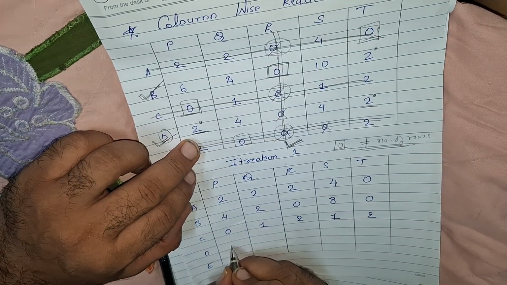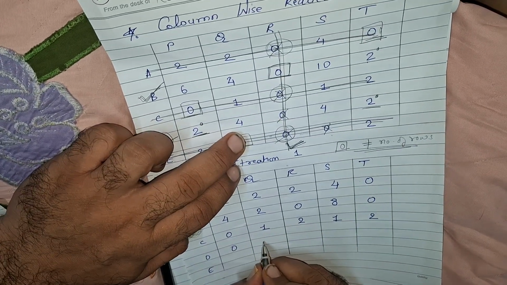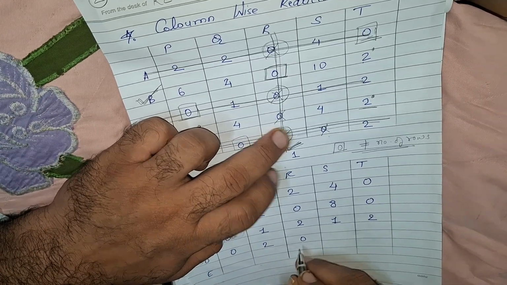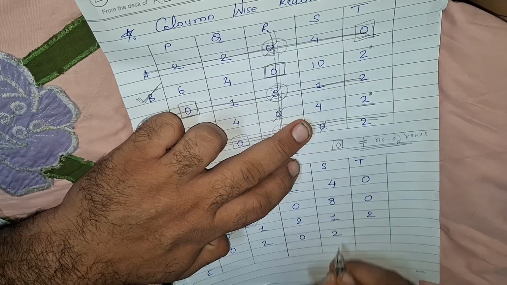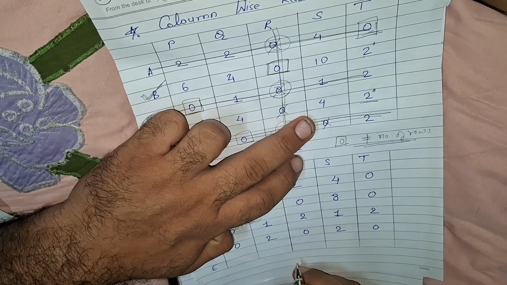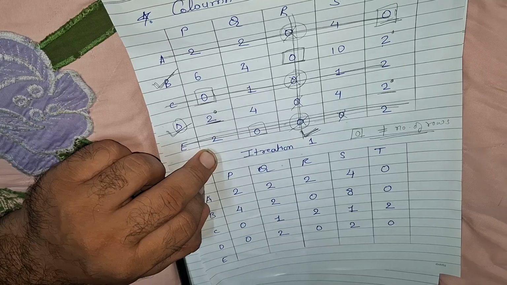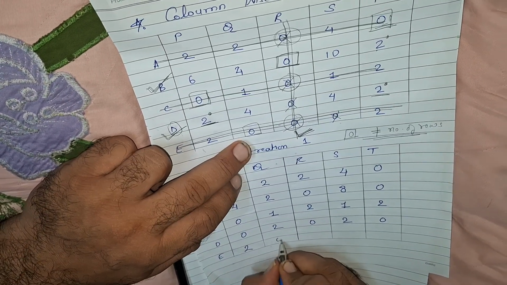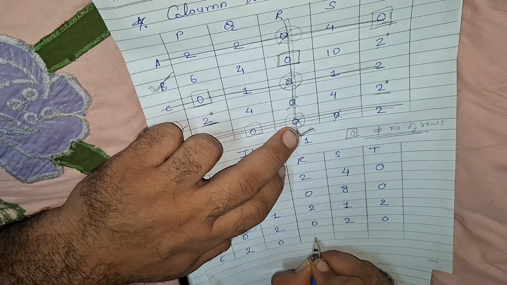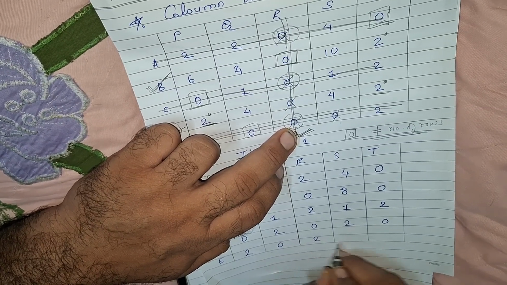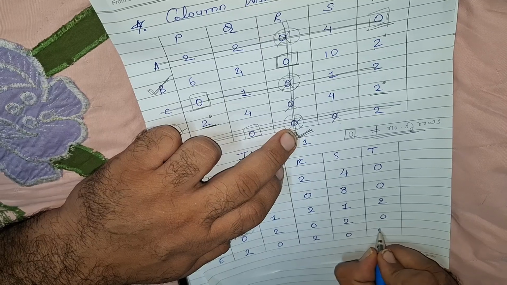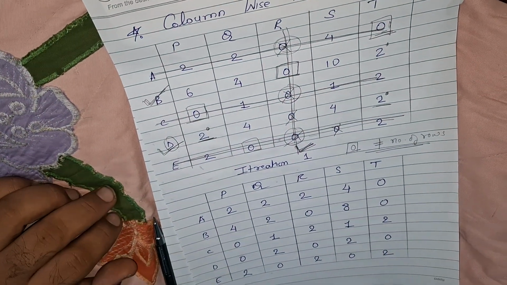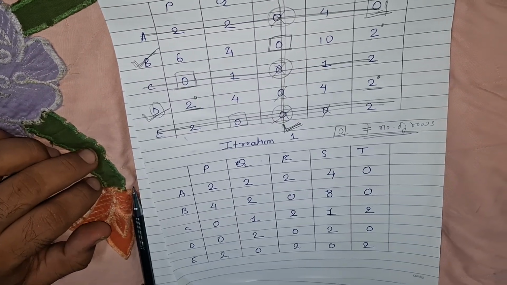Same way 2 minus 2 will make 0. 4 minus 2 will make 2. Again 0 is on a line. 4 minus 2 will make 2. 2 minus 2 will make 0. See the last row, 2 is on a line, keep it as it is. 0 is on a line. But yes, this 0 has an intersection, so give 2. This 0 as it is, this 2 as it is. So this is my first iteration. This is my first iteration matrix.